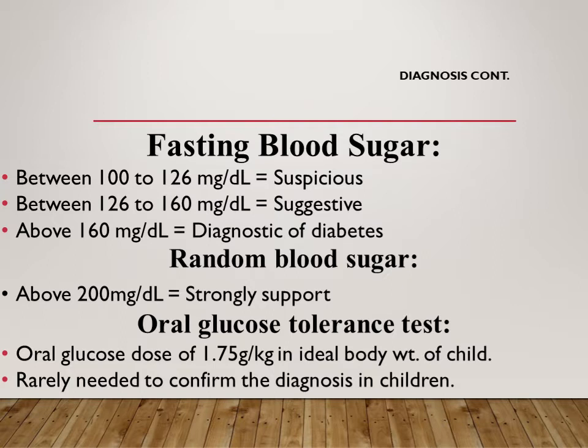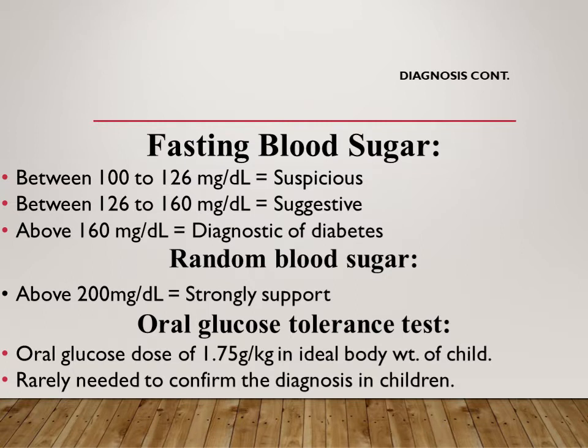We can see blood sugar. It is of three types. In the fasting phase, we can measure the blood sugar. The random sampling, whereas when the patient comes to us, we measure the blood sugar, then it becomes random blood sugar. And the third one is the oral glucose tolerance test, where we give oral glucose in a dose of 1.75 gram per kg of ideal body weight of the child, and it is rarely needed to confirm the diagnosis in children. But where there is suspicion, then we go for the oral glucose tolerance test.